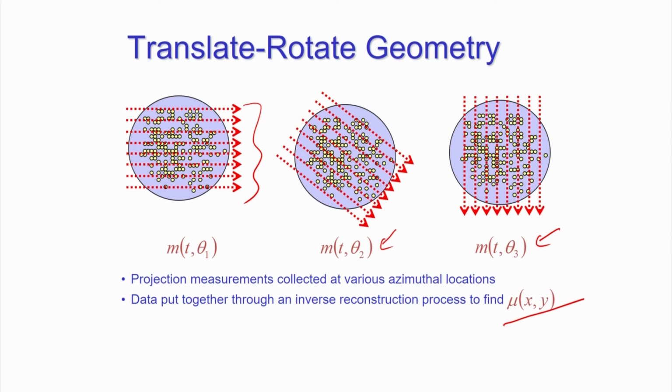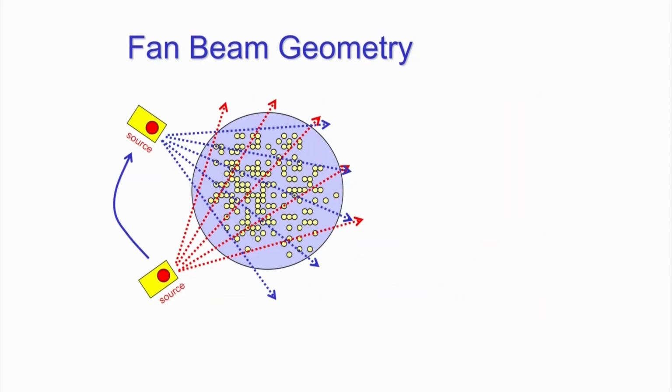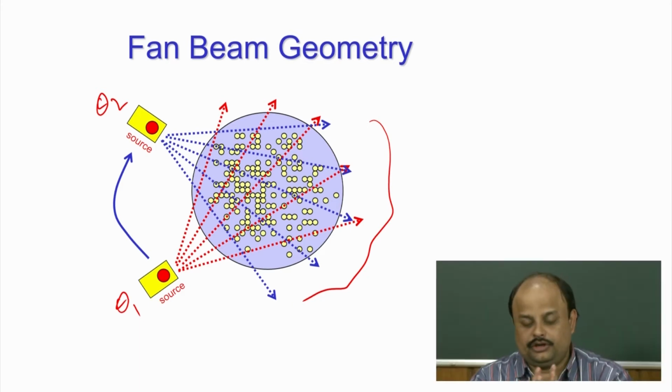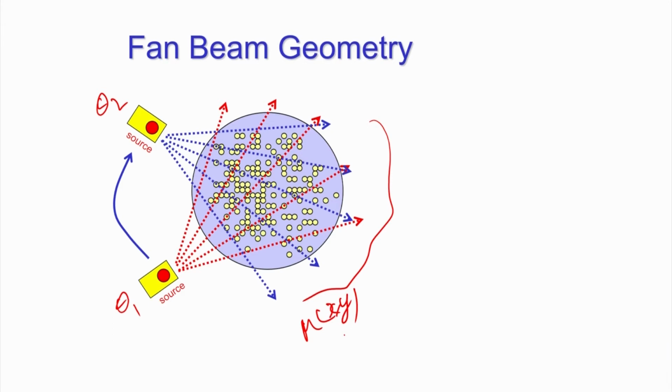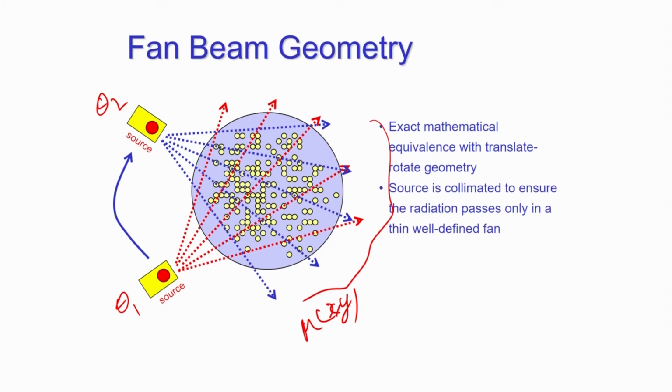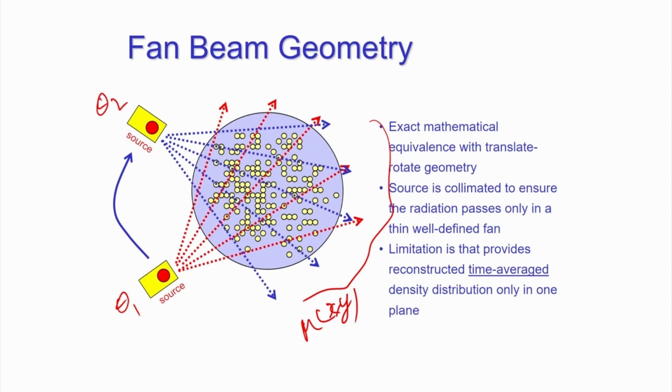A similar thing we can also do for the fan beam. Again, the same thing: you will have the rotation, and this red value is for a particular theta, say theta 1. Once you move it, you will get theta 2, and for each line you will get a projection. Then you can solve all those projections together to get the value of mu as a function of x, y, and that can be converted into your volume fraction distribution.